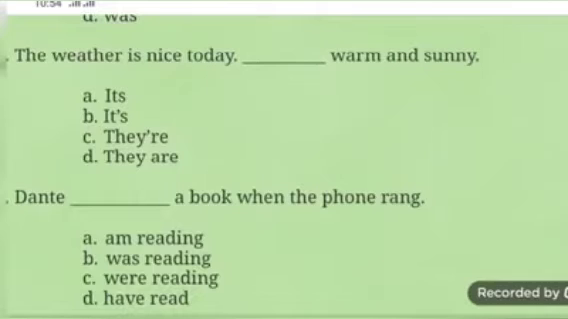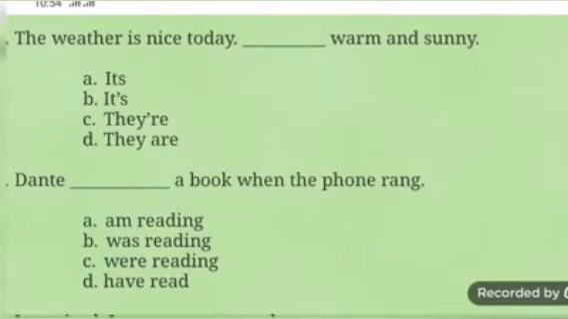Next, Dante blank a book when the phone rang. Okay, so there are two situations here. There are two action verbs, the phone rang and Dante's action. Always remember when you have this, the phone rang was in the past, so you would have to have the past tense of the verb also, and that's Dante was reading a book when the phone rang. And remember that the longer action must take the ing form. Which is longer, reading a book or the phone rang?